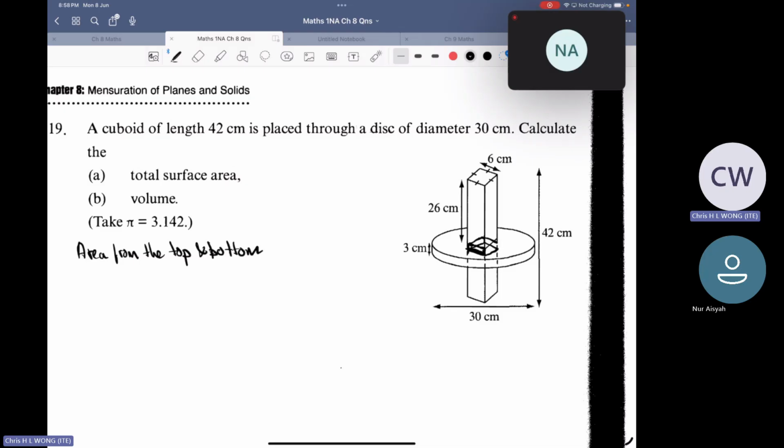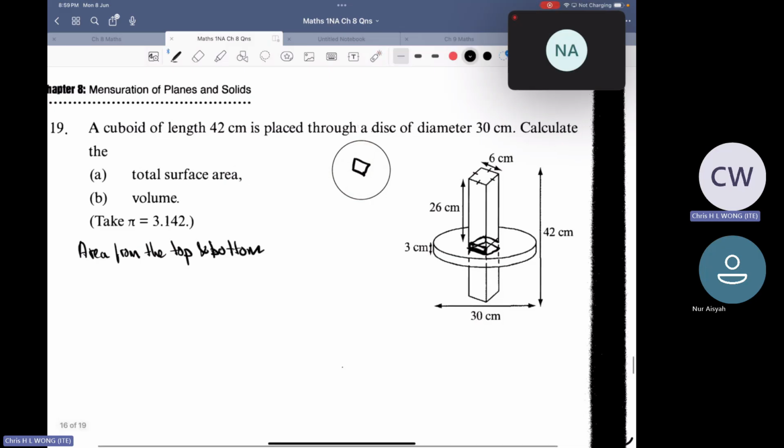Because when you look down, it looks like this. And then there is a square inside there. Am I right? Not important. You just have to calculate the whole area. You include the top also. So you don't care, isn't it? Just calculate the area of the whole thing. So area from the top and bottom equals pi r square times 2, right?